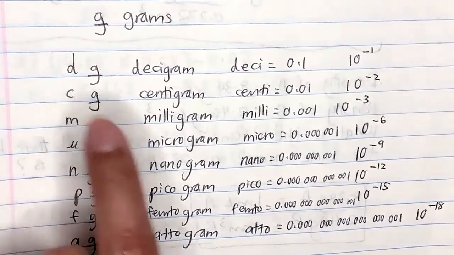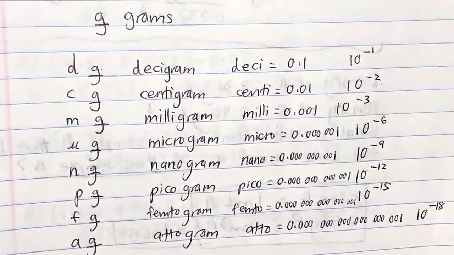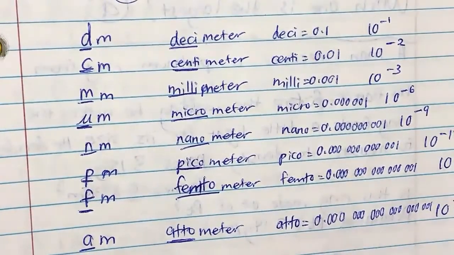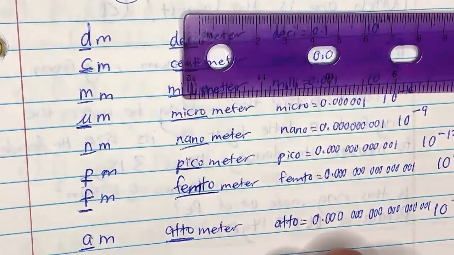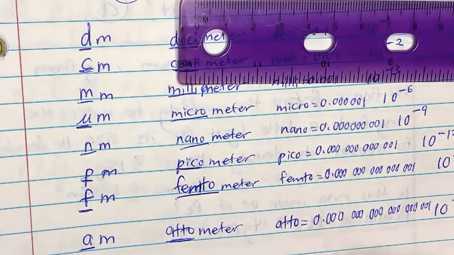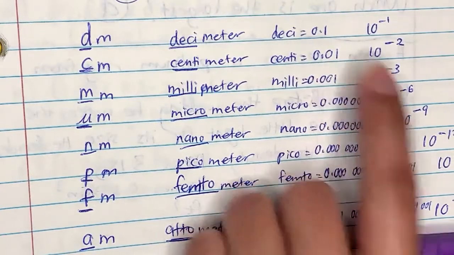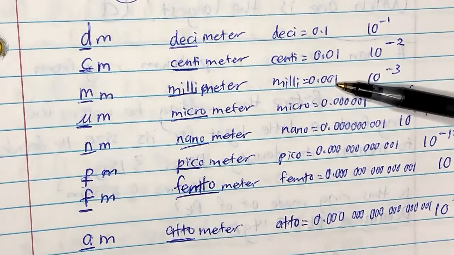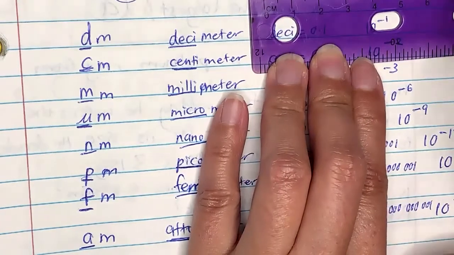Now centimeter is actually on your ruler. So I wanted to show you guys this. We were talking about grams here, but let me show you the meter right here. So centimeter, if you look on this ruler here, it's kind of blurry. Can you see? It says cm, okay? That's centimeter. Now centimeter is 0.01 of a meter, okay? And then the next one is millimeter, 0.001.